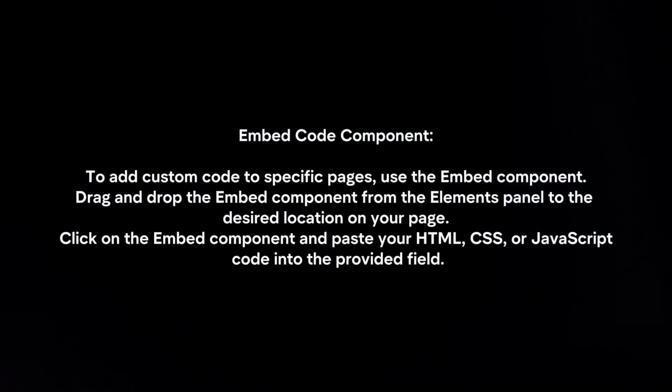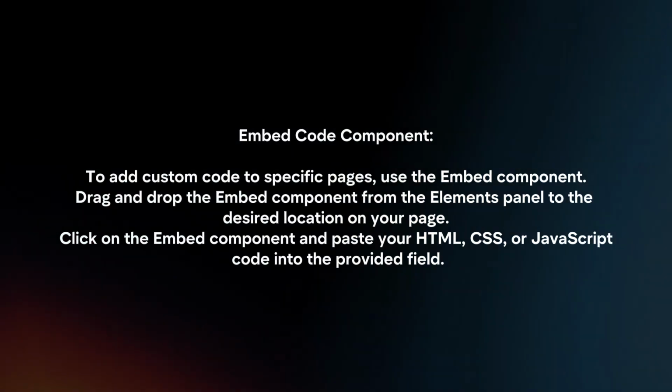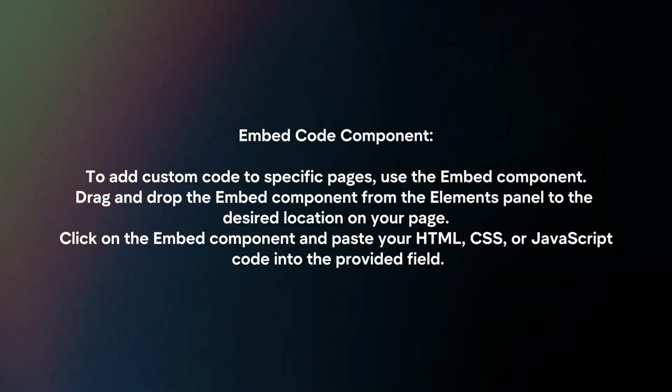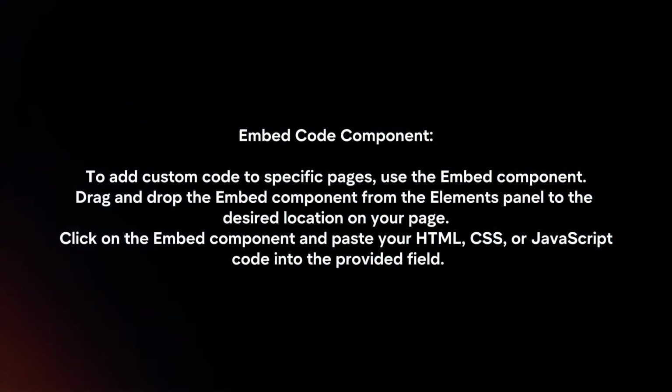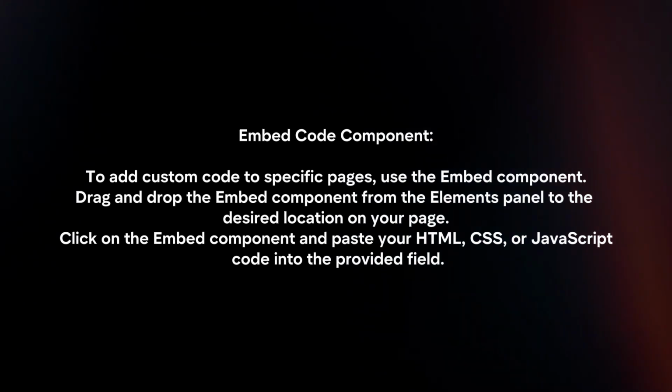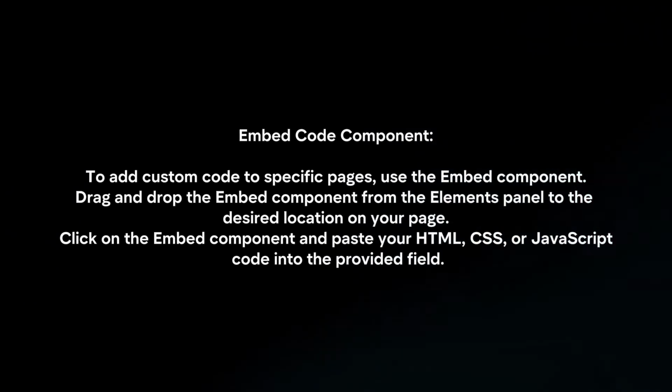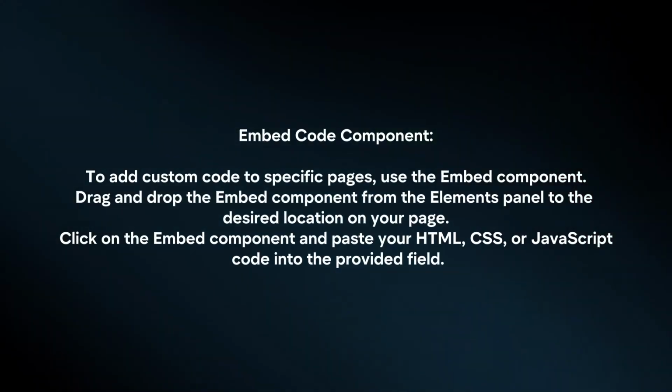Embed code component. To add custom code to specific pages, use the embed component. Drag and drop the embed component from the Elements panel to the desired location on your page. Click on the embed component and paste your HTML, CSS or JavaScript code into the provided field.